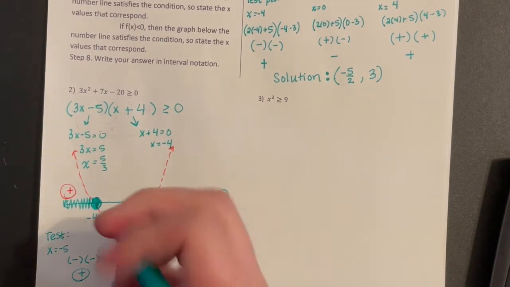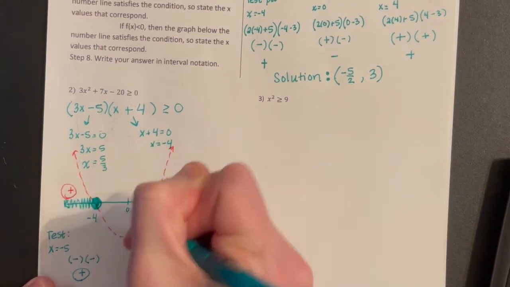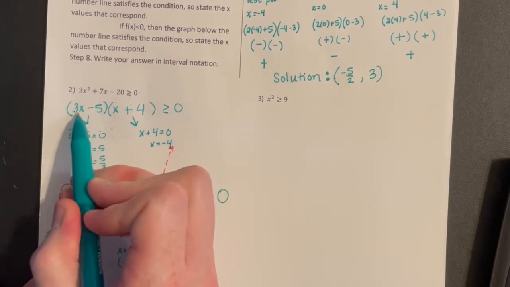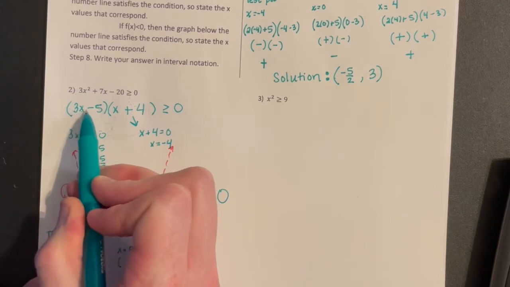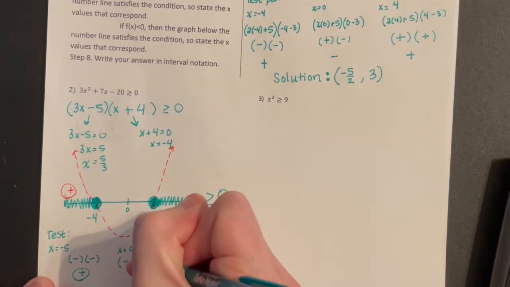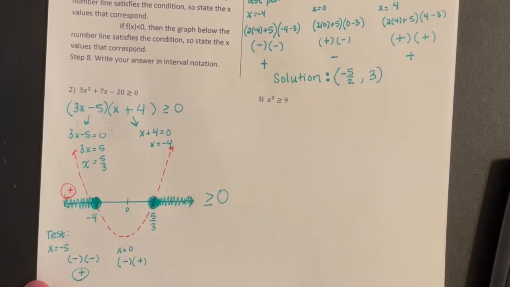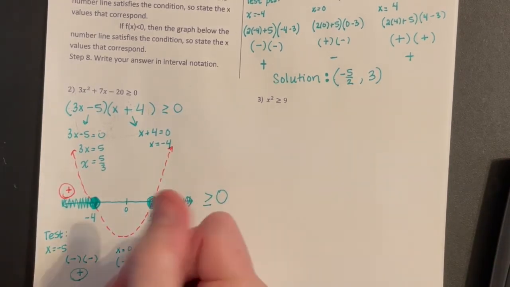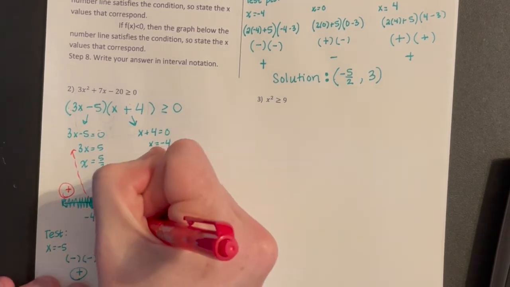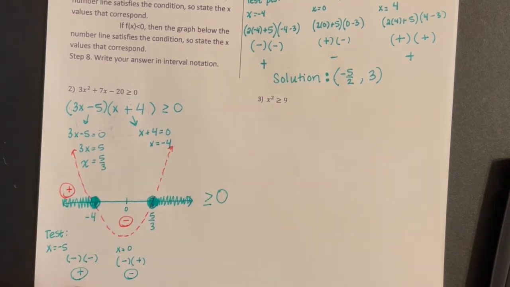If I tested out a value in between, like 0, that'd be 0 times 3 is 0, minus 5 is negative, and 0 plus 4 is positive. And negative times a positive is still negative. That's why it's below the axis there.